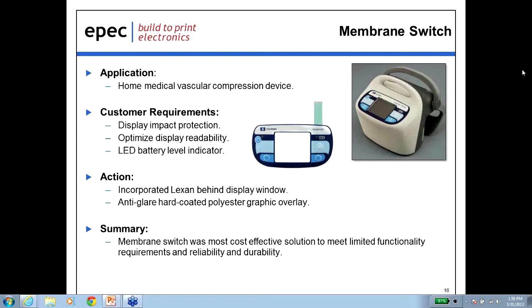And again, we still maintain the requirements of reliability and durability that's necessary on the medical product. So that's it for my portion of it.